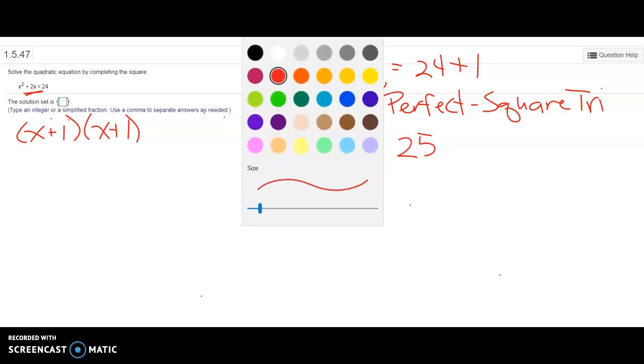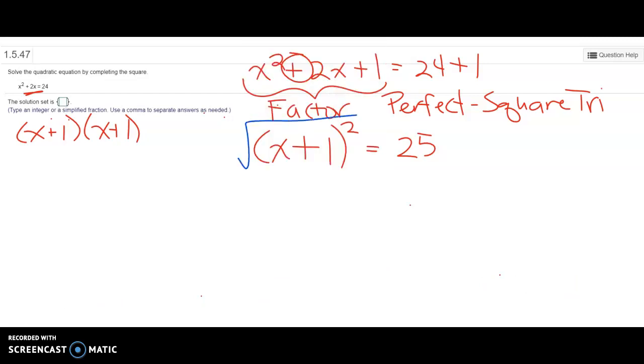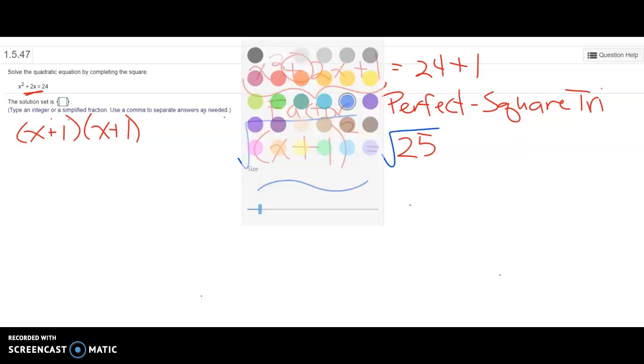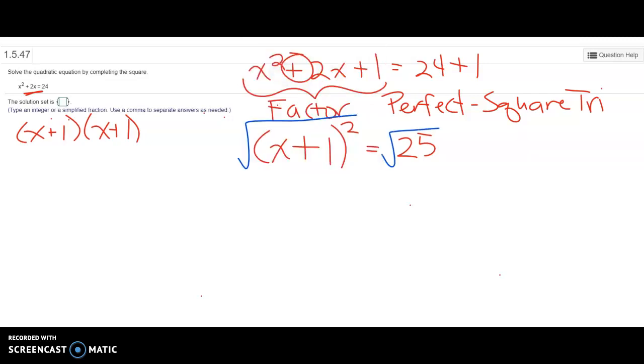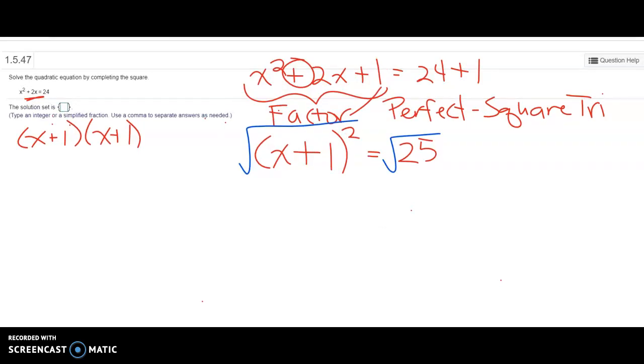At this point, now we're going to take the square root of both sides. So what happens there is that the square root and the square, they cancel each other off. So now I'm left with x plus 1 on the left-hand side, and the square root of 25 is 5.